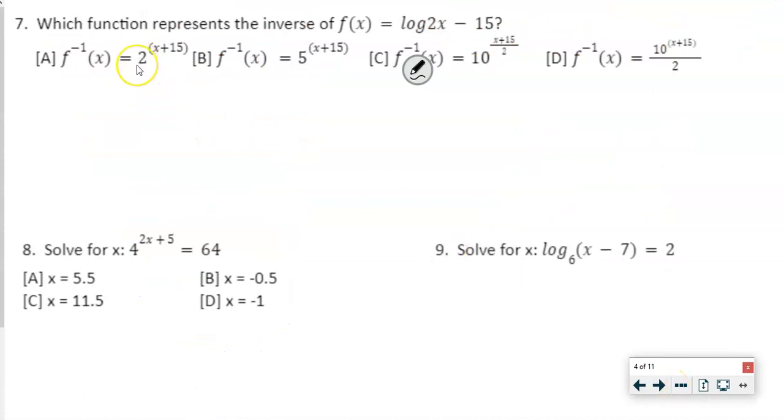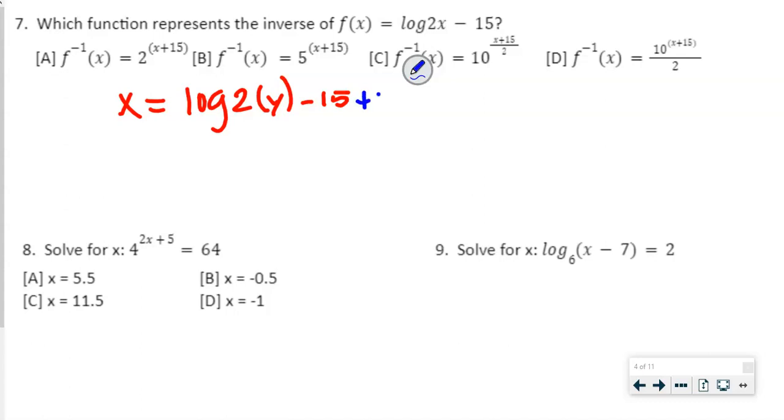So number 7 says which function represents the inverse. So remember, with inverses, we're swapping our x and y. So we're going to put x where our y was. And so we have now x equals log base 2 of y minus 15. So here again, all of that is connected to the log. So we're going to add 15 to both sides. So this is x plus 15 equals log of 2y. I don't know why I put a parenthesis up there, y'all.